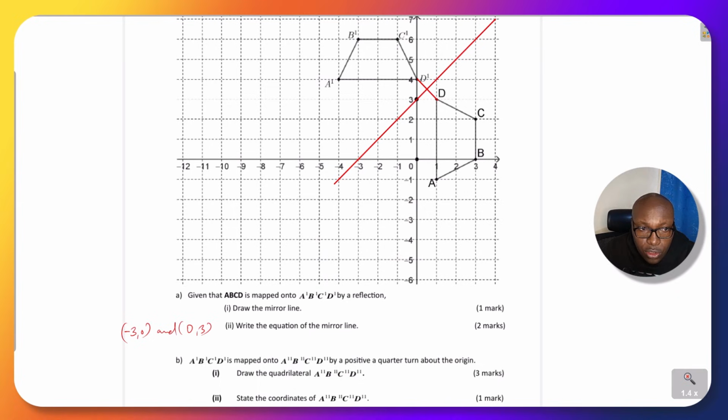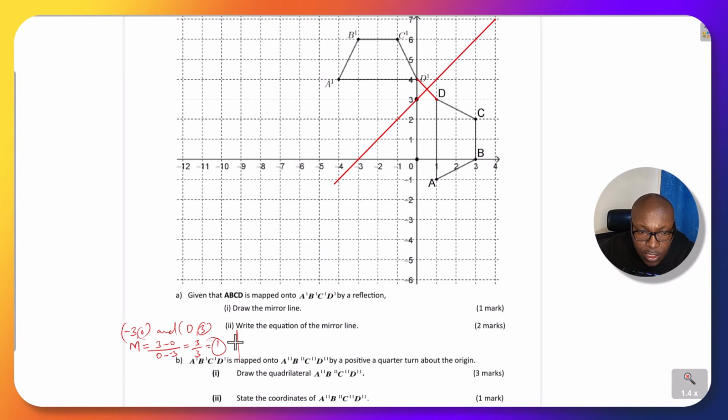So to get the equation, you need to get the gradient first. So let me use the 2 points to calculate the gradient. So the gradient is the change in y, that is 3, subtract 0, divided by the change in x coordinate, which is 0, subtract negative 3. And this will give 3 divided by 3, which is 1. So the gradient is 1.